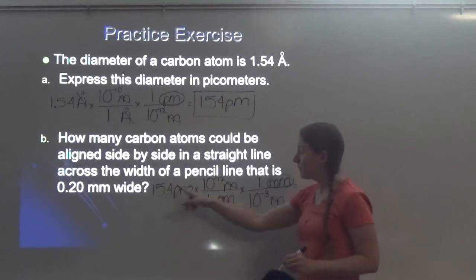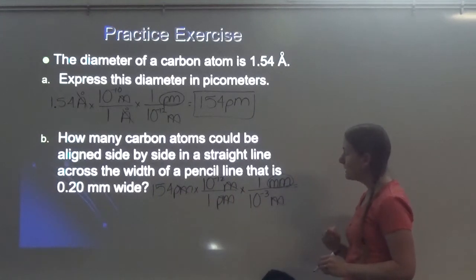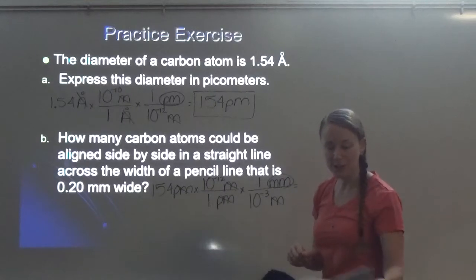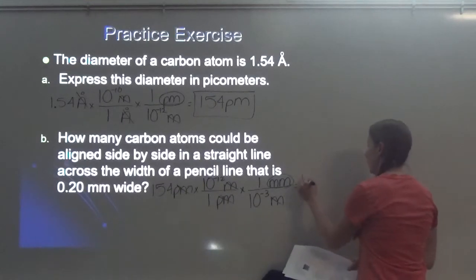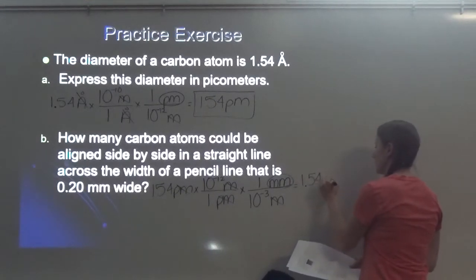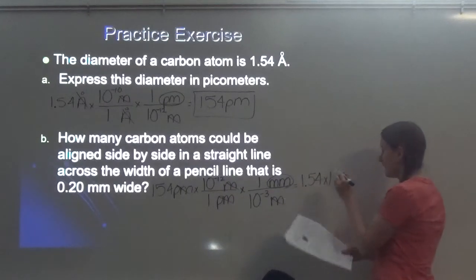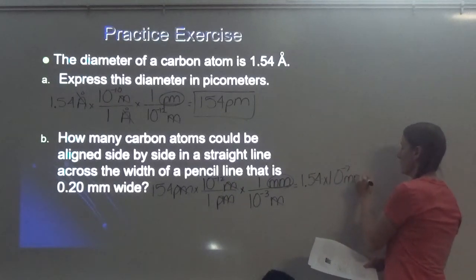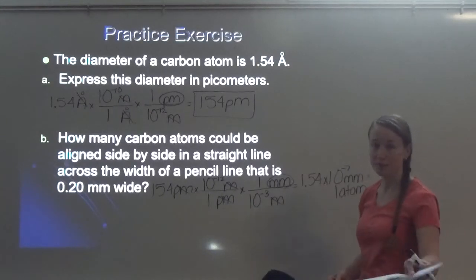Alright, so I'm going to multiply my top 2 numbers and divide by 10 to the negative 3. And when I do that, I ended up getting 1.54 times 10 to the negative 7 millimeters. And that equals 1 atom of carbon.